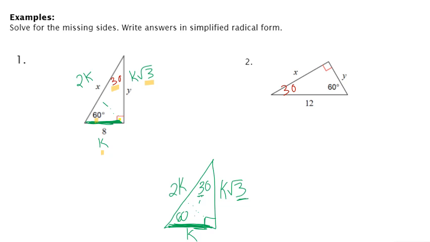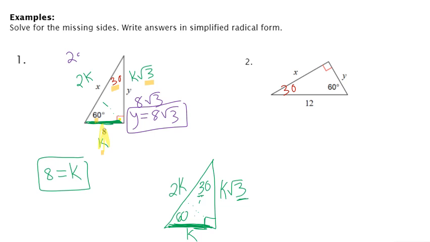We see here that they give us an 8 that pairs with a k. So 8 equals k. There's nothing to really solve for here. Wherever I see a k, I'm going to put the number 8. So I have 8 times radical 3, so y is 8 radical 3. And then I have 2 times k, which we said was 8, and that was x. So x is equal to 16. This one was kind of nice, we actually had the scale factor already solved for. Those are our two answers: x is 16, y is 8 radical 3.